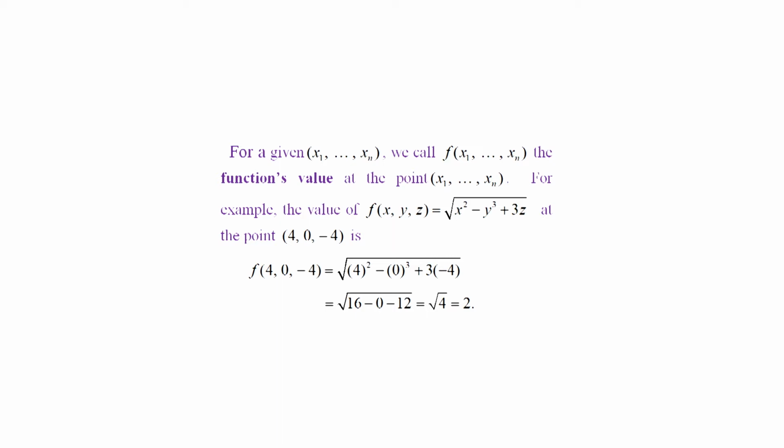For example, the value of f(x, y, z) = square root of (x square minus y cube plus 3z) at the point (4, 0, -4) is f(4, 0, -4), which is equal to square root of (4 square minus 0 cube plus 3 times -4), which is equal to square root of (16 minus 0 minus 12), which is equal to square root of 4, which is equal to 2.